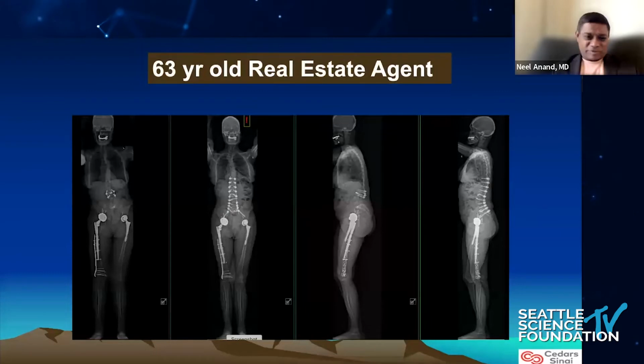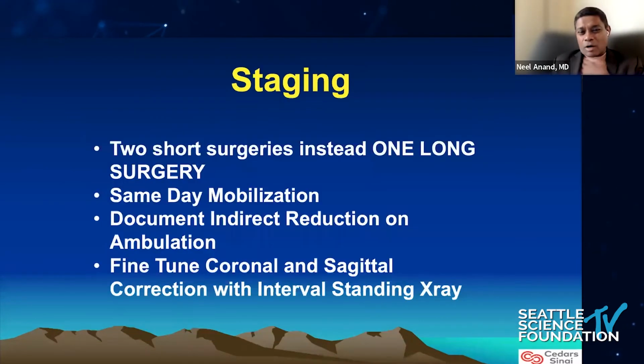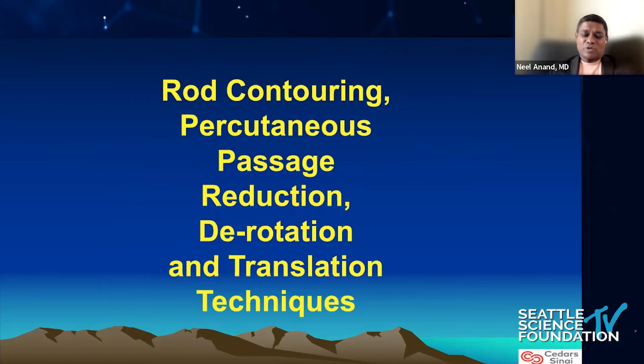Here's a patient, similar fashion, treated that way, all MIS. Staged, you've got two short surgeries instead of one long one, 3 hours each. You mobilize them the same day. They get up and walk. They don't go to the ICU. You get indirect reduction and ambulation. And then you can truly fine-tune that coronal sagittal balance with an intervening X-ray, which I'll show you in a minute. And that's not talked about at all.